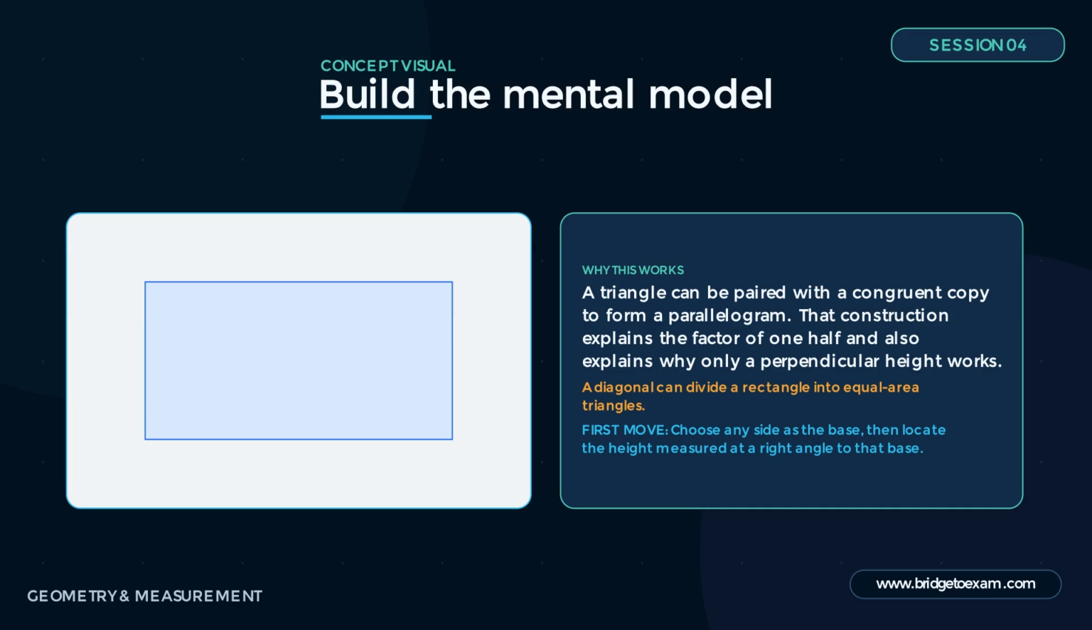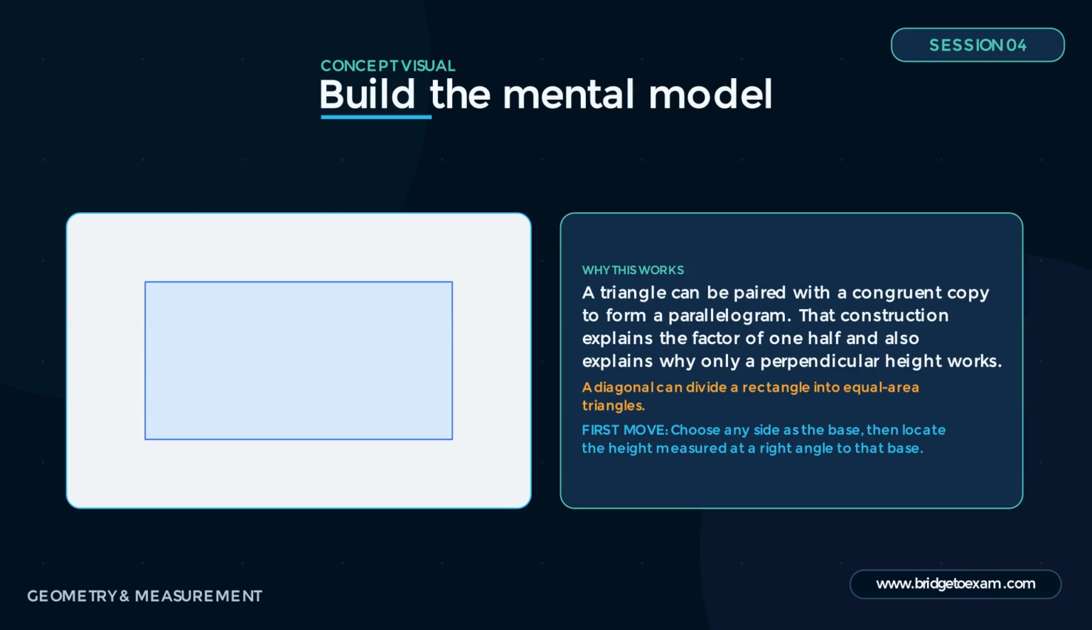A triangle can be paired with a congruent copy to form a parallelogram. That construction explains the factor of 1/2 and also explains why only a perpendicular height works. Estimate with a nearby rectangle or familiar benchmark. The estimate does not replace the exact calculation. It tells you whether the exact result belongs in the right neighborhood.